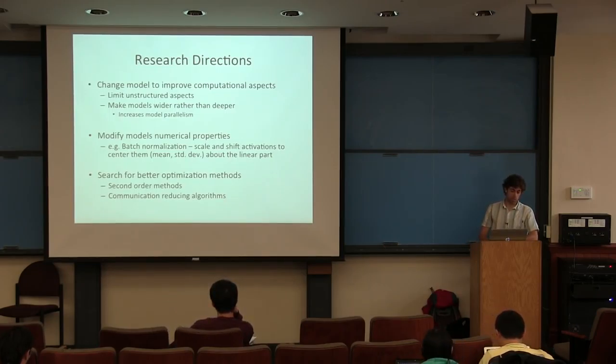The other thing is to make your models wider rather than deeper, so use larger hidden unit dimensions. This allows you to increase model parallelism, and if your model is deeper, it avoids a lot of the data dependencies that you would have had in the past. We can also modify a model's numerical properties.